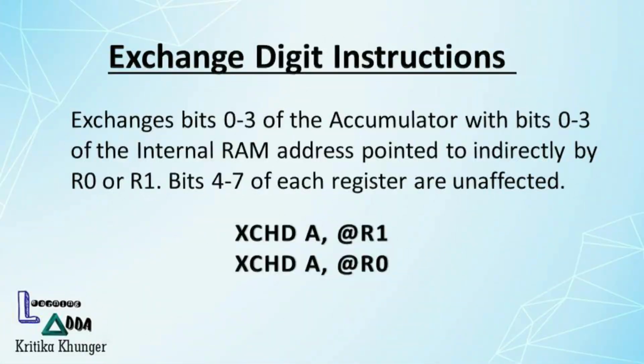It exchanges bits 0 to 3 of the accumulator with bits 0 to 3 of the internal RAM address pointed to indirectly by R0 or R1. Bits 4 to 7 of each register will always be unaffected. Here are some examples. The mnemonic we are using is XCHD A, @R1. As I've already told you, for the RAM address we are using only two registers, R0 and R1. So we have taken both examples: XCHD A, @R1 and XCHD A, @R0.